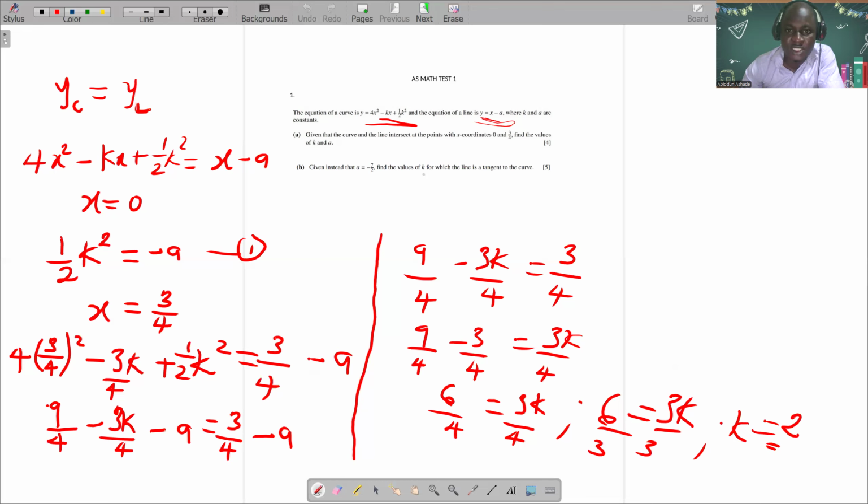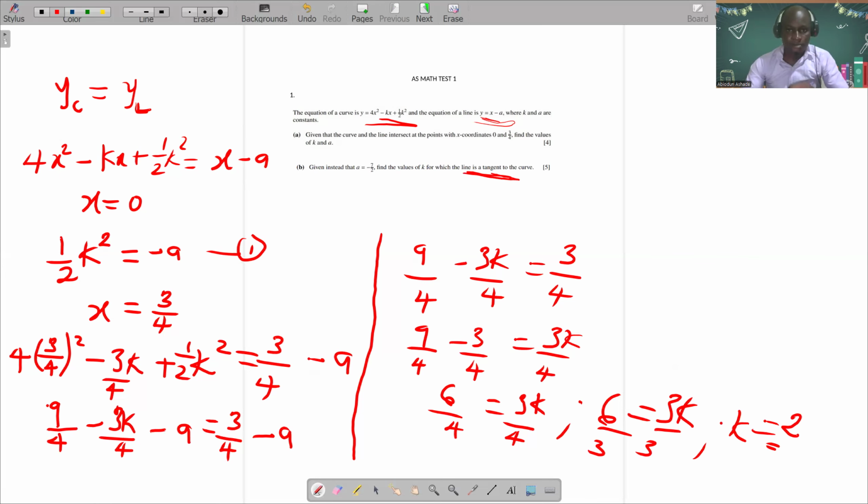Don't let us forget that. These are things we need to check. It says the line is a tangent, so we know the point of intersection. A tangent meets the curve at a point. That means we are rewriting our equation of intersection and putting the value of a inside.